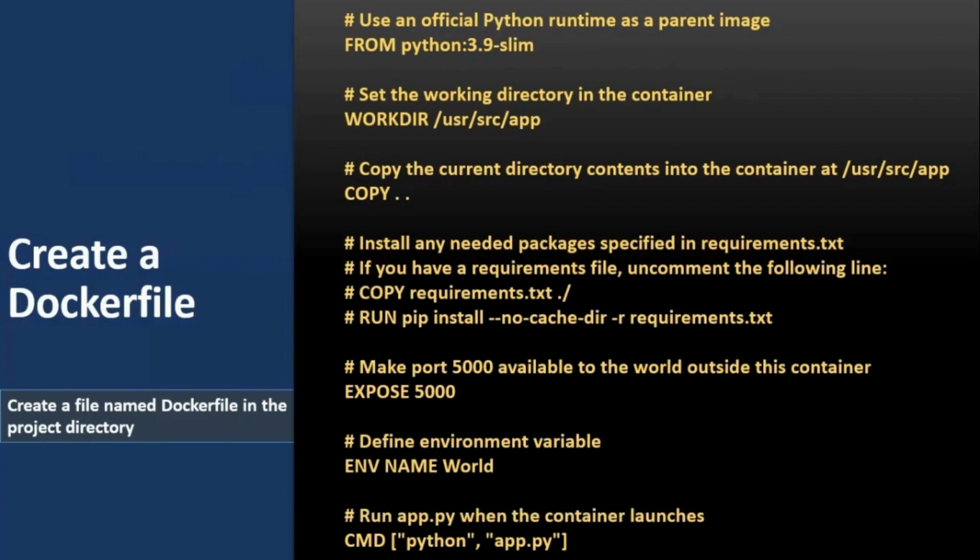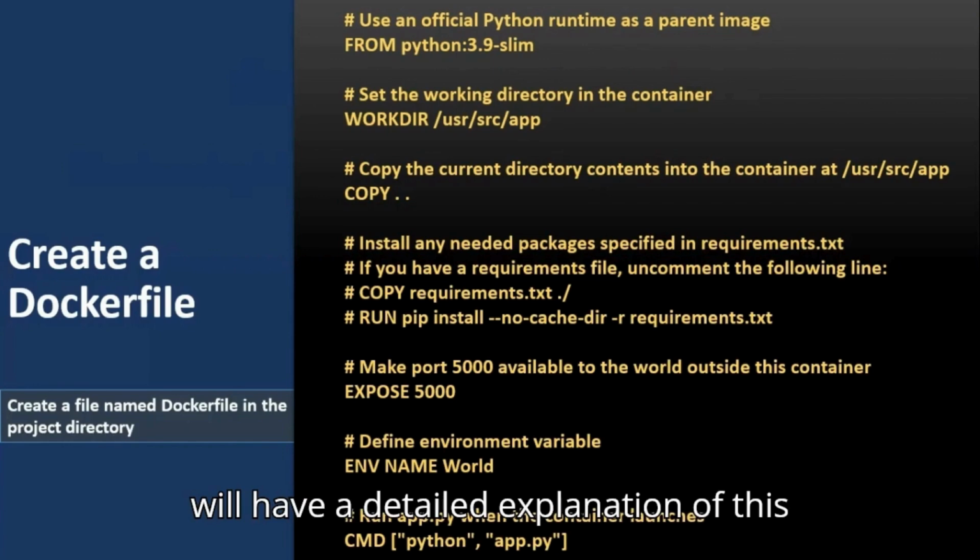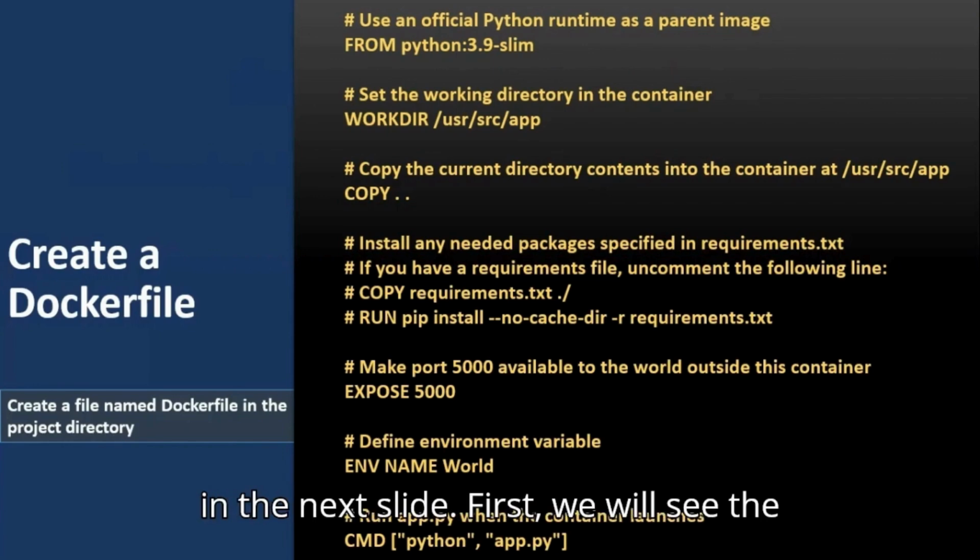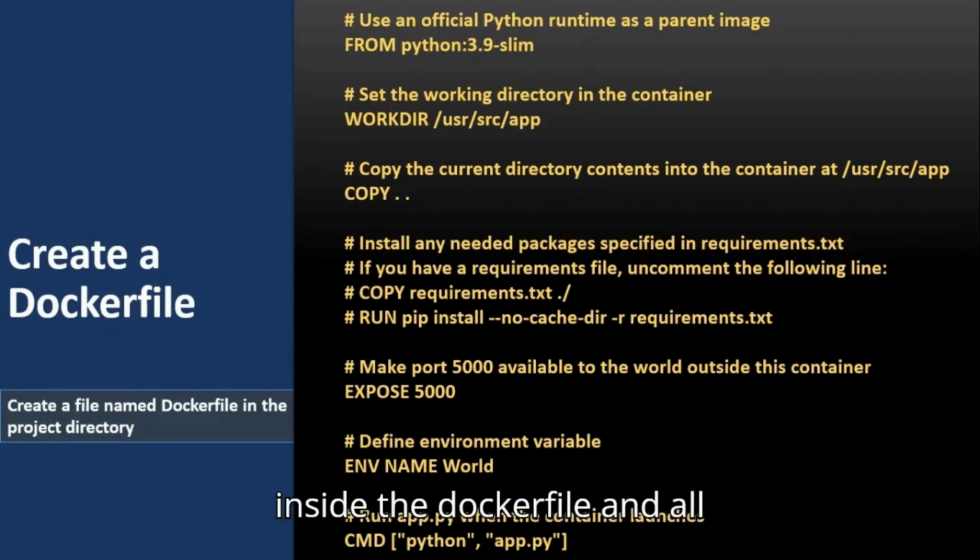So first, we use the official Python runtime as parent image. Here we are considering the 3.9 Python environment as base image. So we will start with the FROM command. FROM will have Python 3.9 as base image. We will have a detailed explanation of this in the next slide. First, we will see the contents that need to be included inside the Dockerfile, and all this code you can find in my Git repo, or I have attached it in the description section below.